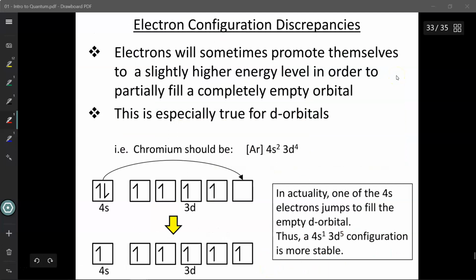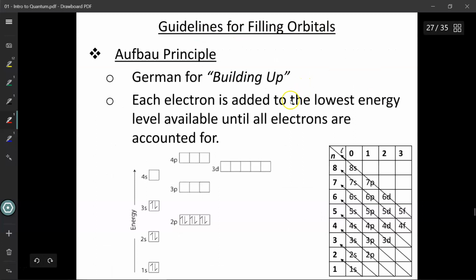Alright, so the last topic we need to discuss is that of electron configuration discrepancies. You see, not every atom follows the Aufbau principle, building up in energy from lowest to highest in this particular pattern. This applies to about 20 elements altogether.